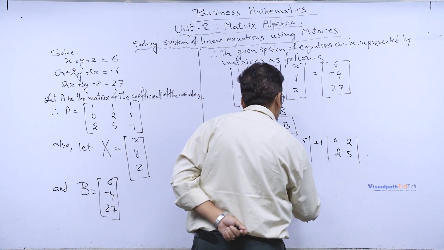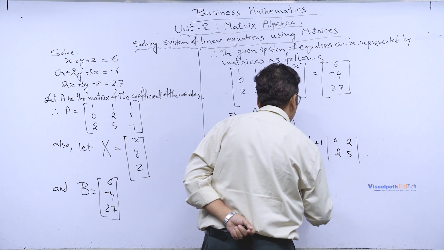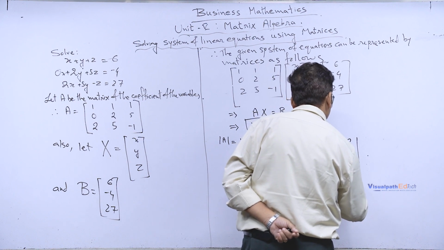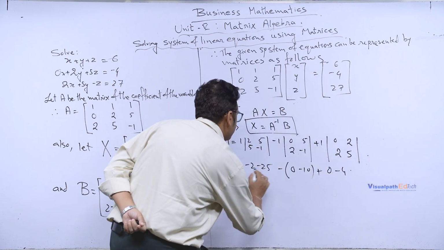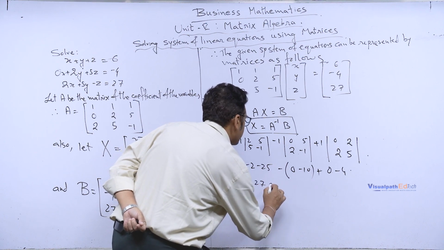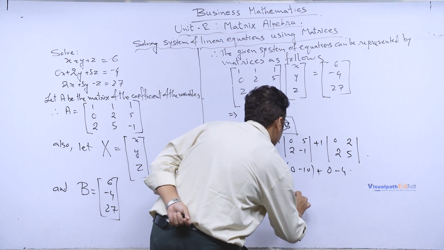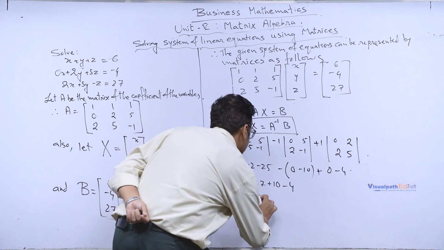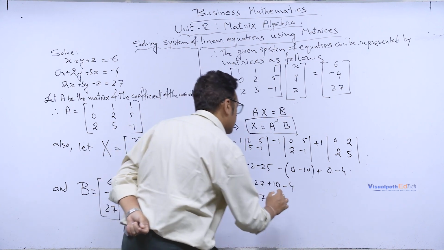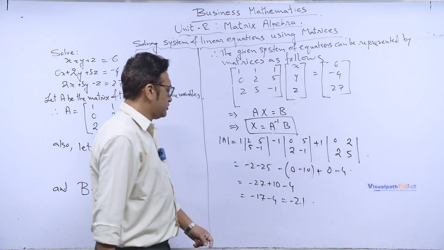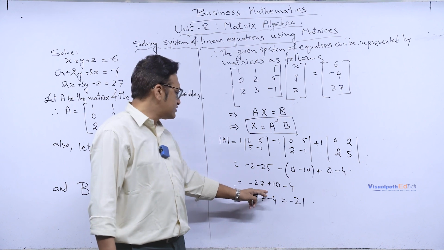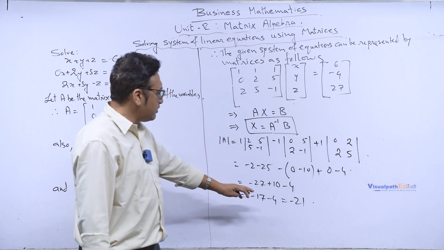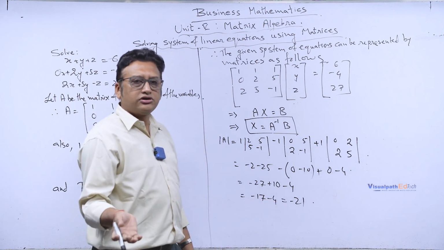Here minus, we are going to get 0, minus 10. Then we will get plus 0, minus 4. So, that way we will get minus 27 plus 10 minus 4, which is equal to minus 17 minus 4, that is equal to minus 21. Okay, minus 27 plus 10 will be minus 17, minus 17 minus 4 is going to give you minus 21. So, determinant A is minus 21. So, we got the determinant which is not equal to 0, done.